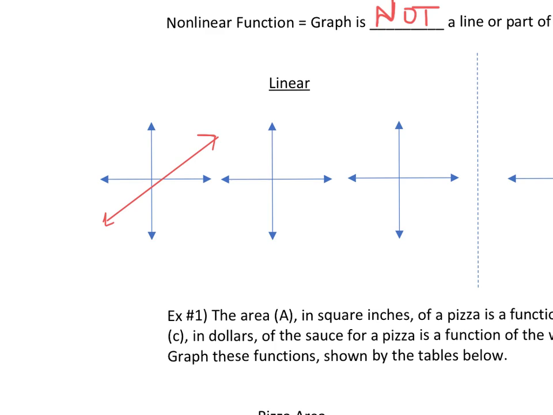Another example of a linear graph would be this. Notice there's no line drawn in, but those points are making a line, okay? So that is a linear graph also. And then the last example that I'm going to give you is a horizontal line. Okay, so those would all be linear functions.